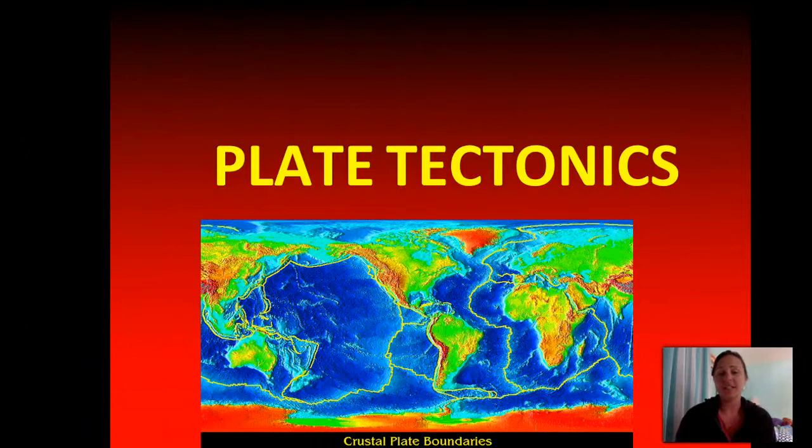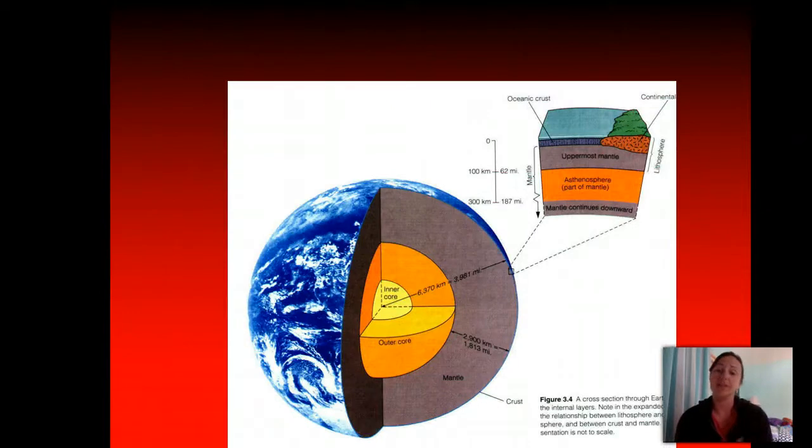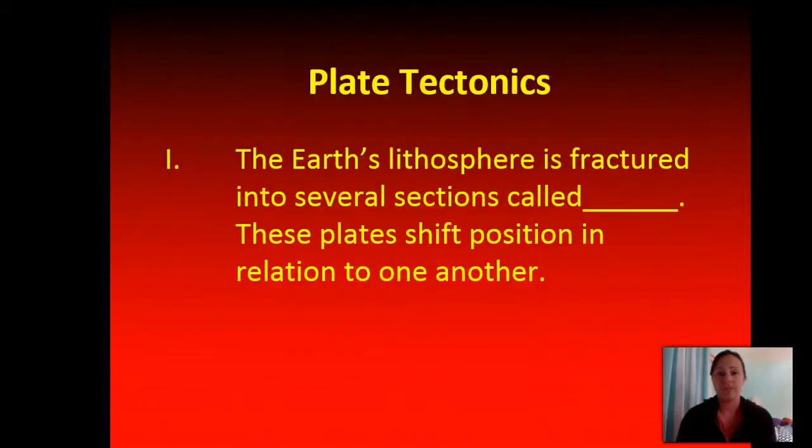Now, this leads us from talking about earthquakes and the different levels of the earth. Today we're going to look mostly at the surface and what happens to our crust. You know we have the oceanic crust and the continental crust, and they sit upon the asthenosphere. The Earth's lithosphere is actually fractured into several sections called plates, and these plates shift position in relation to one another.